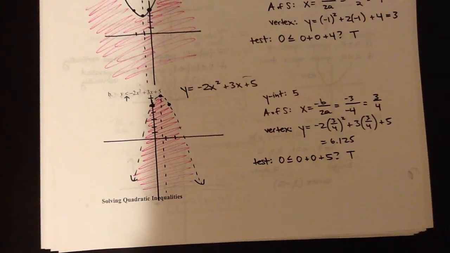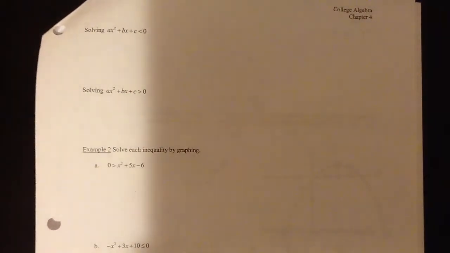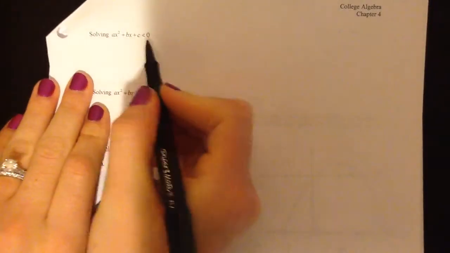The next topic is solving quadratic inequalities. Now these are the ones, like I said here, that have a 0, not a y. So I'm going to give you some quick guidelines for these too. So solving ax squared plus bx plus c is less than 0, what we're basically looking for is something very similar to when we set them equal to 0.